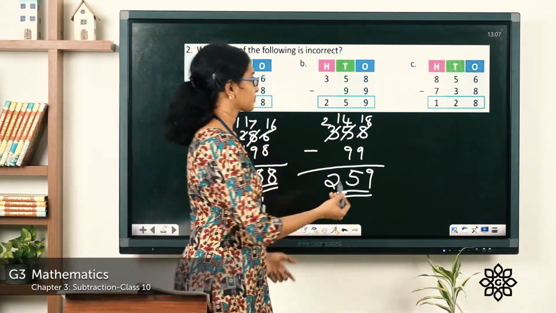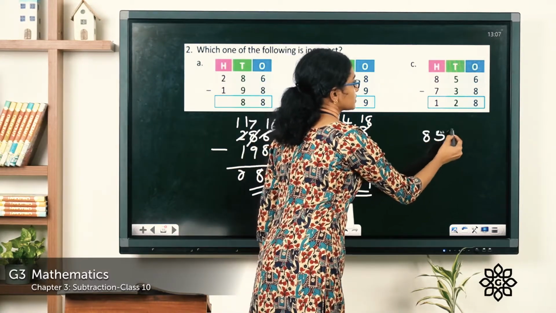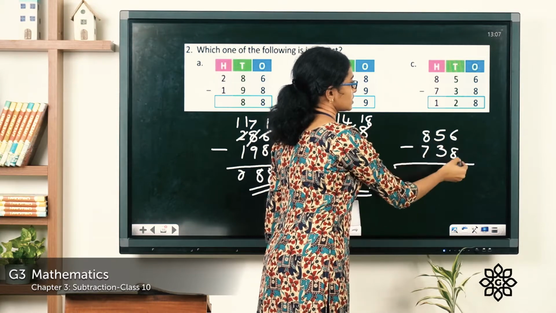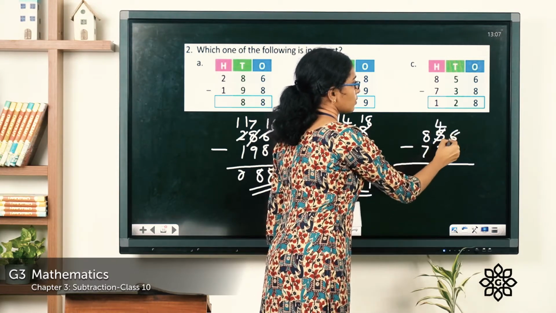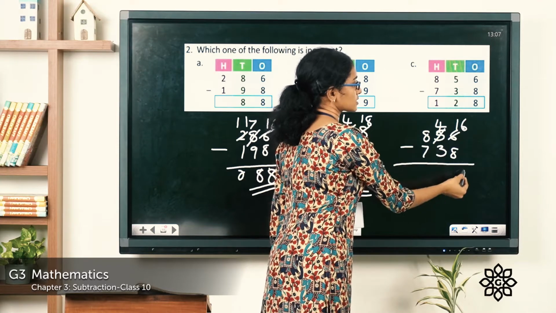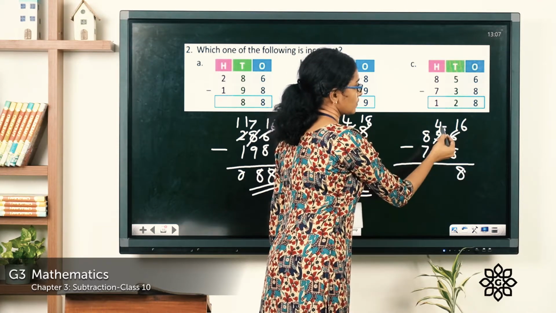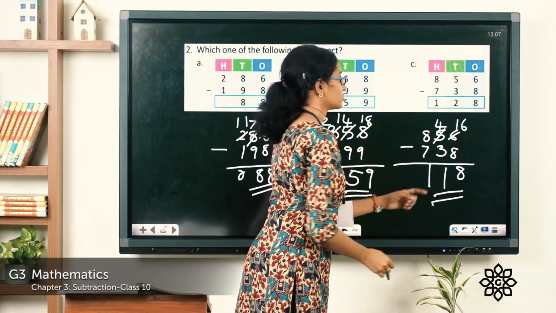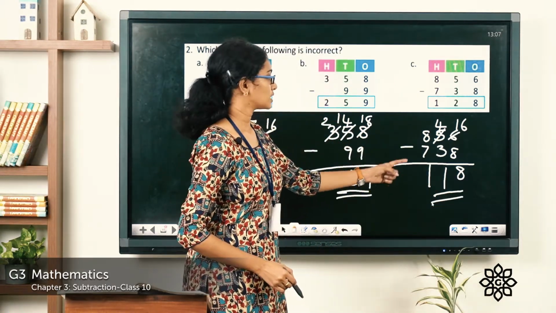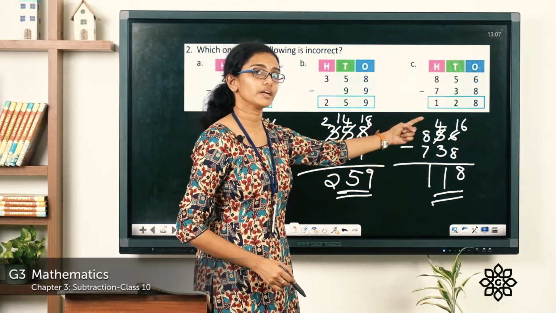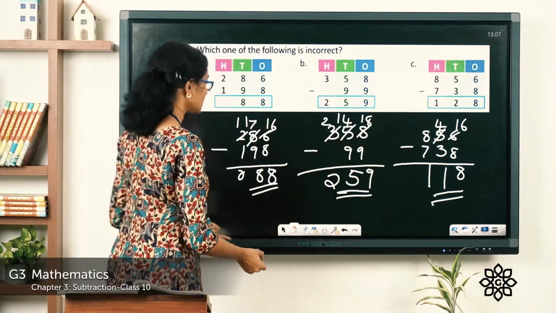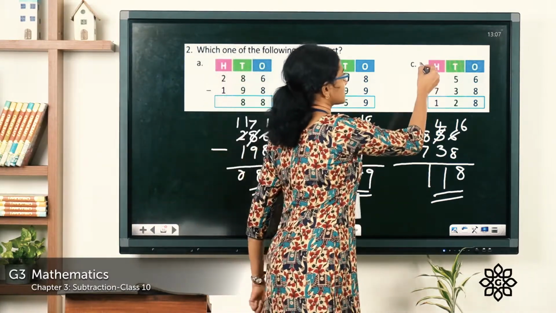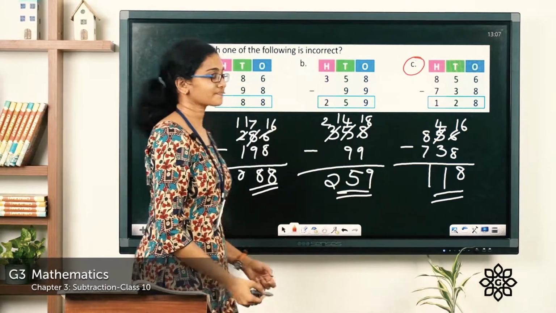Anyway, we'll just check. 856 minus 738. 6 minus 8 we cannot do. So we borrow and regroup, making this 16. 16 minus 8 is 8. 4 minus 3, it is 1. 8 minus 7, it is also 1. So here the difference is 118. But in the option it is given as 128. Is that correct? No. It's an incorrect difference. So the answer for this question is option C.